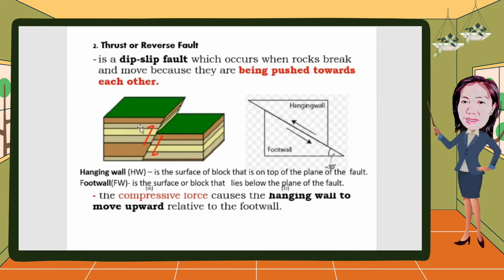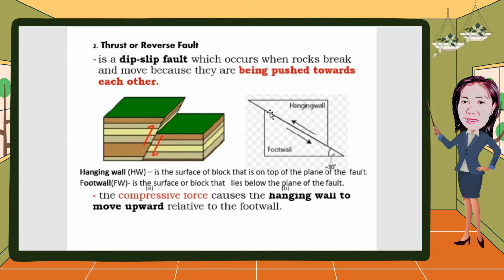So ano ba ang tawag dito? Yung nasa top? It's the hanging wall. Ay, sorry. It's the hanging wall. So what happened kung mag-push together itong dalawa, meaning they will move towards each other. So what happened is this hanging wall will move upward. Okay, so ganito ang mangyari.